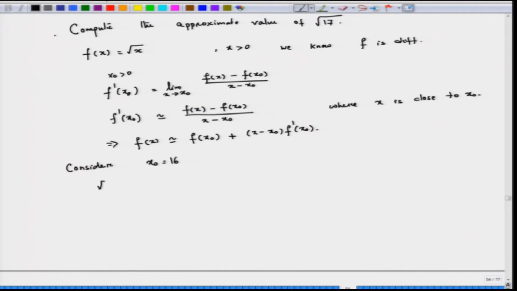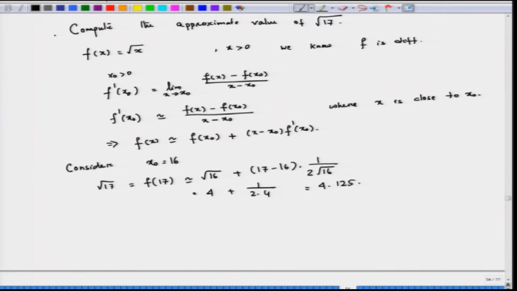So, square root of 17, which is equal to f of 17, is approximately square root of 16 plus 17 minus 16 into f prime of x naught. For f prime of x, we have calculated that it is 1 by 2 square root of x. So, 1 by 2 square root of 16. This is equal to 4 plus 1 into 1 by 2 into 4, which is equal to 4.125.